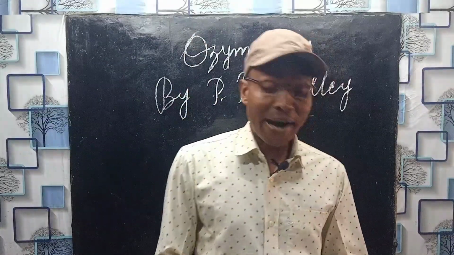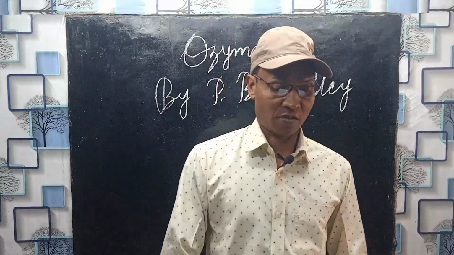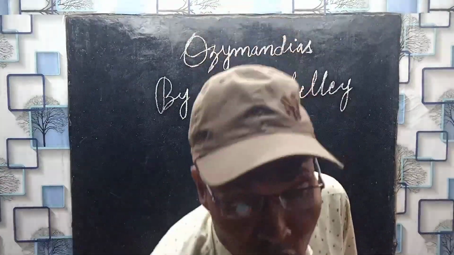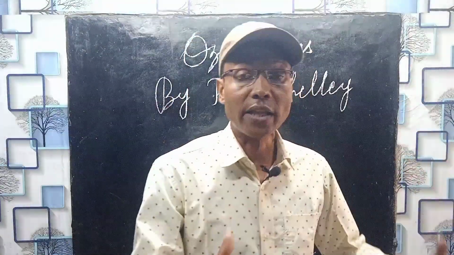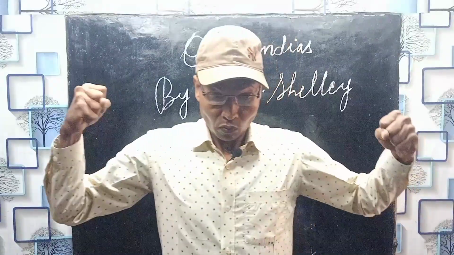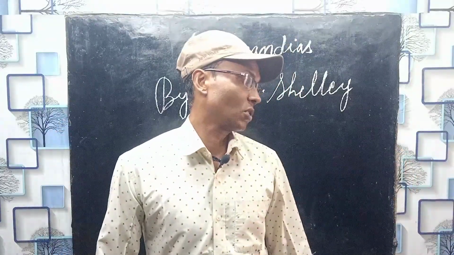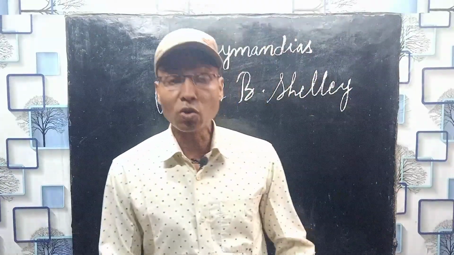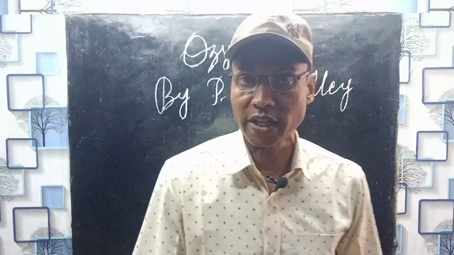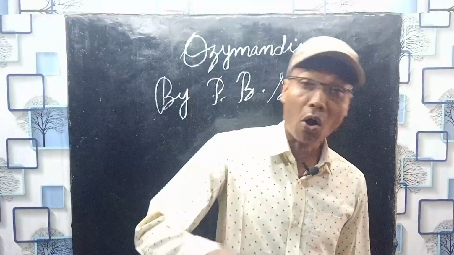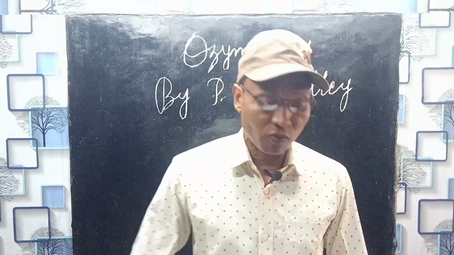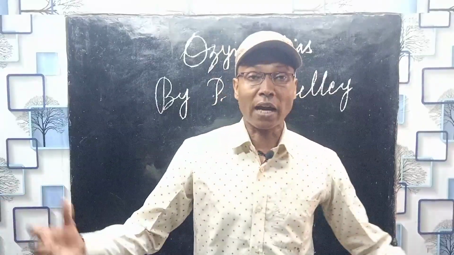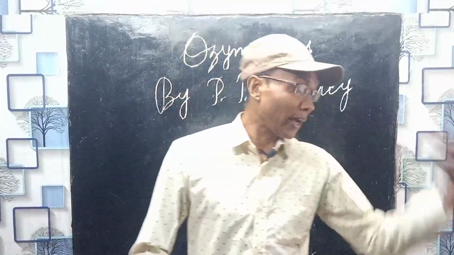And what was written? "My name is Ozymandias, King of Kings." It means he wants to show that he was a very mighty person. That's why he wanted to show that he was King of Kings. It means he was not just a king, but the King of Kings. He was very mighty, a very strong person, and he could do anything.